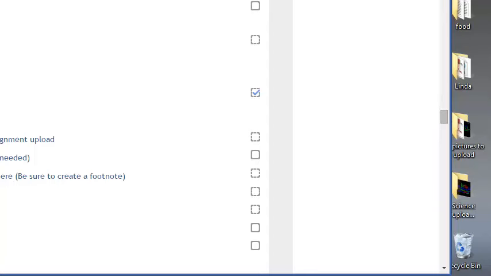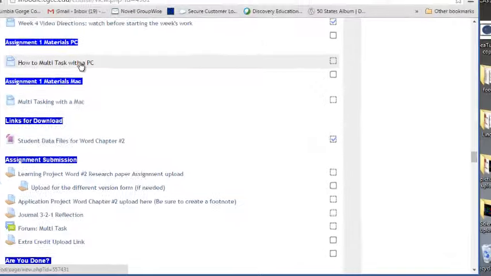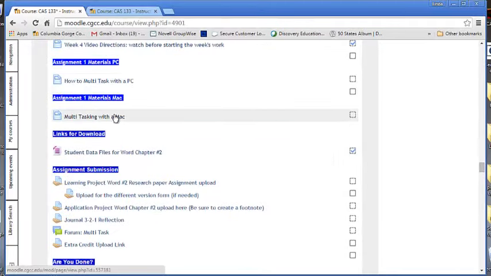So there's a video for you to watch if you're using a PC. There's a video for you to watch if you're using a Mac. And remember, if you're interested in the other operating system, or you're going to have a Mac at home and a PC at work, or vice versa, you are always welcome to look at all the materials. There's never a problem with that. And then you just choose which way you want to respond.